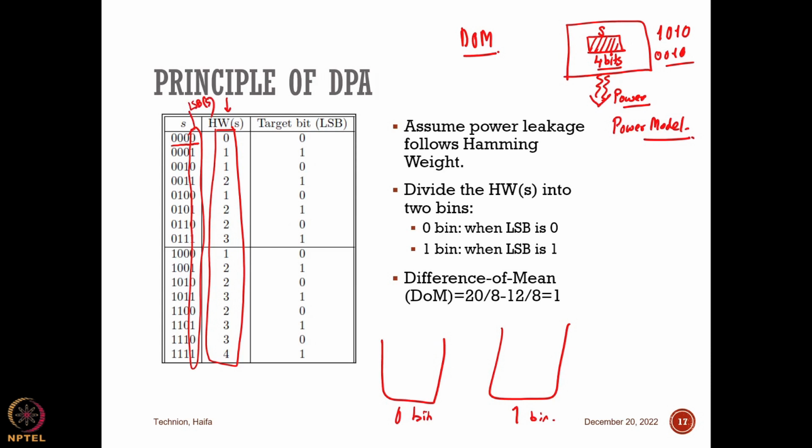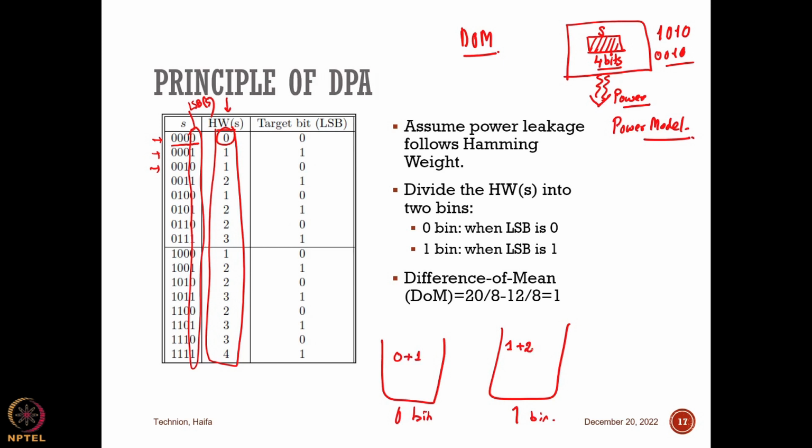Right? So what I do is, I take this value and I put it into the 0 bin if the LSB is 0. And I put it into the 1 bin if the LSB is 1. Do you understand this experiment? So therefore, the first value 0 should go to the 0 bin. The next one, 1, should go to the 1 bin. Likewise, this should go to the 0 bin. This should go to the 1 bin and so on.